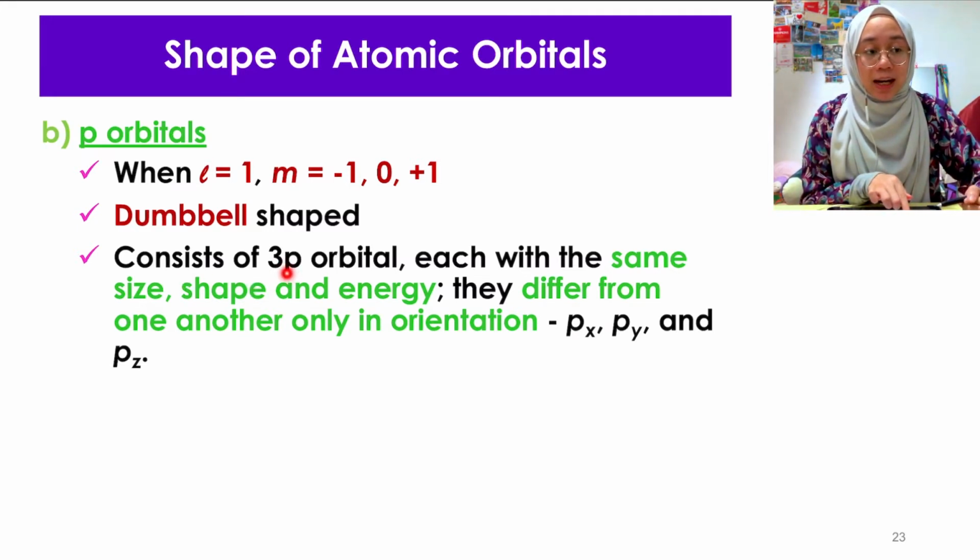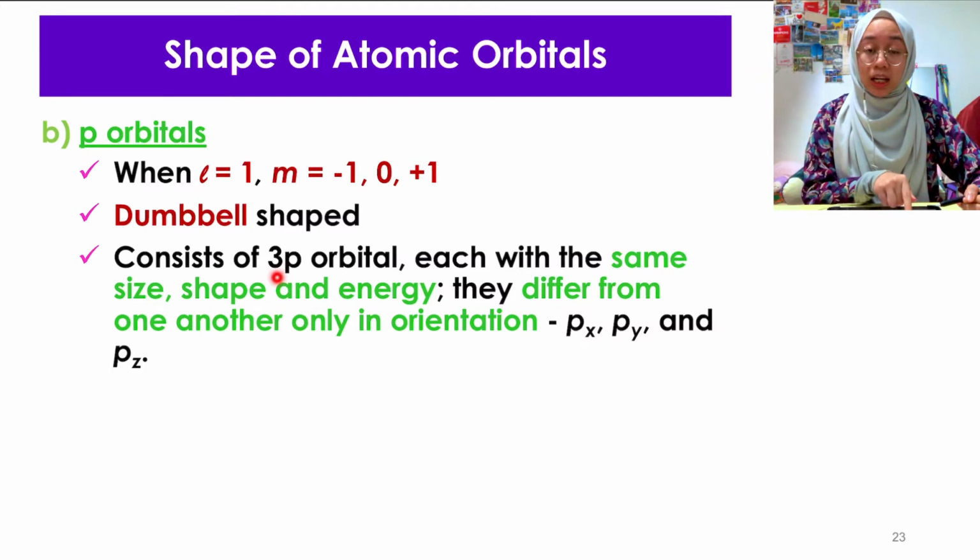That's why it is in the dumbbell shape. Okay, however, they only differ in terms of orientation. The orientation is different. It depends on whether they lie along different axes, different axis. So we have px, py and pz.